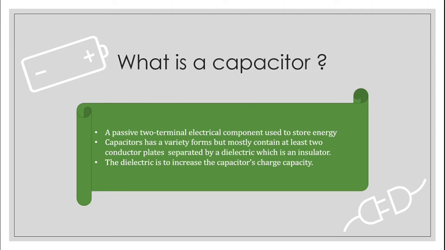A dielectric can be glass, ceramic, plastic film, air, paper, mica, or many more because it is an insulator. So we can use any kind of insulator for the capacitor. The purpose of the dielectric is to actually increase the capacitor's charge capacity.